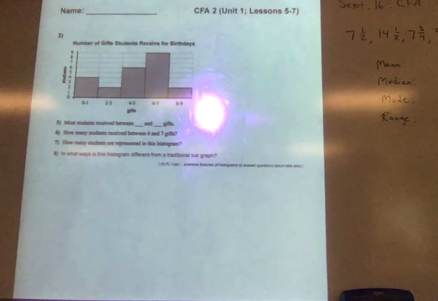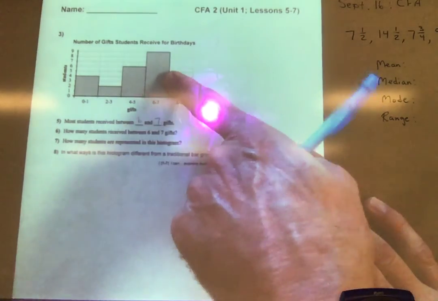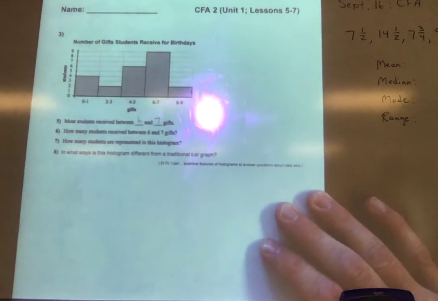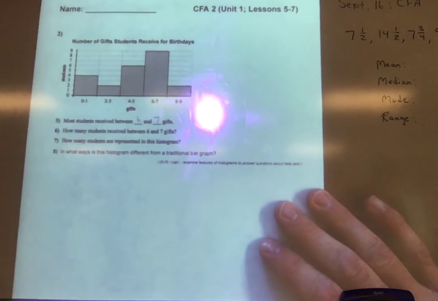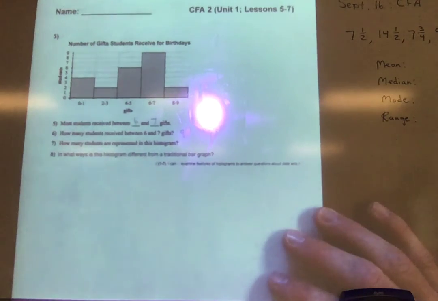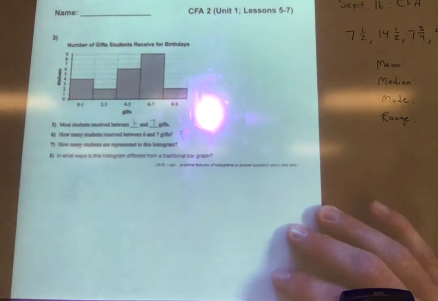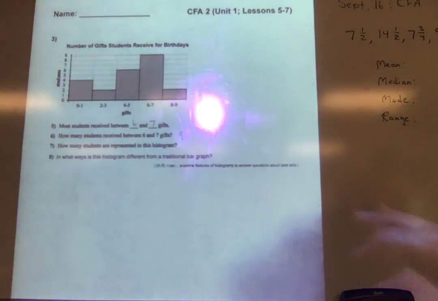Reading this, number 5, most students receive between blank and blank gifts. I look at that highest bin, and it looks like between 6 and 7. As I look right here, that bin has 9 people. And that's question 6, how many students received between 6 and 7 gifts? It looks like 9. Again, reading that scale over here, we can see that 9 people fall into that bin.